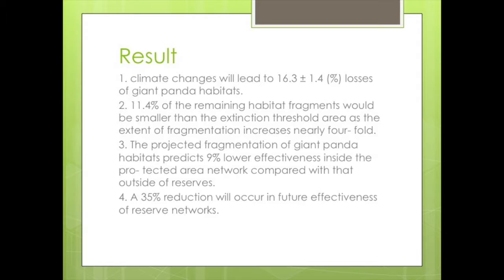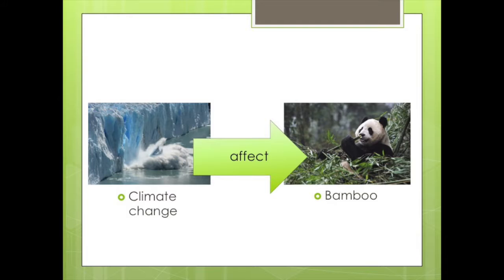nearly 4-fold. They projected that the fragmentation of giant panda habitat predicts 9% lower effectiveness inside the protected area network compared with that outside of the reserves. A 35% reduction would occur in future effectiveness of reserve networks. The main reason is that climate change contributes to the shrinking of bamboo forests, which provide food to pandas.